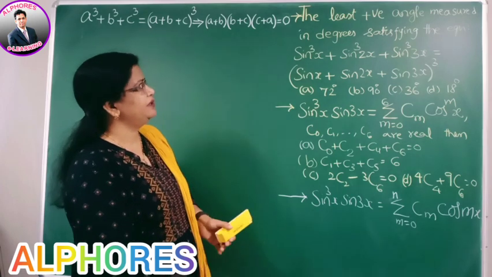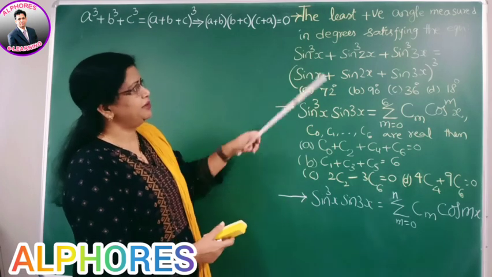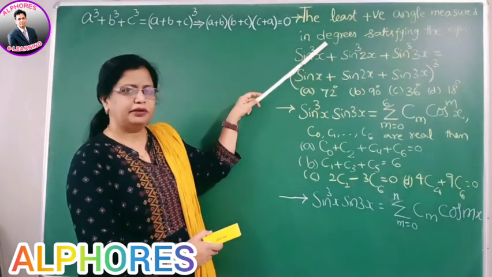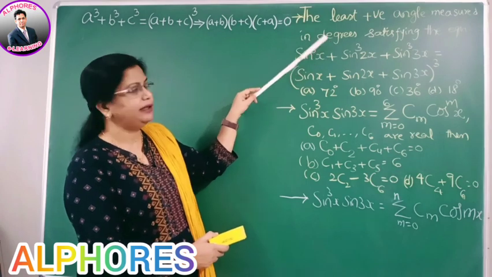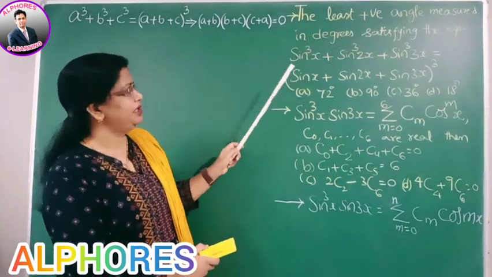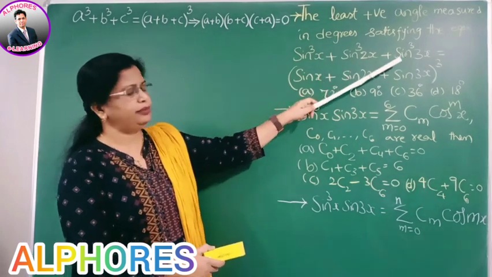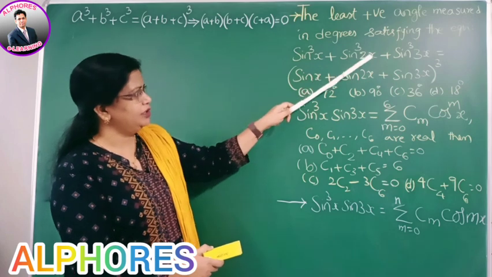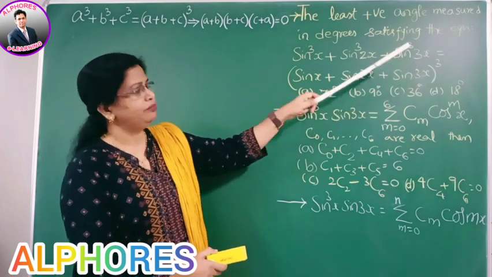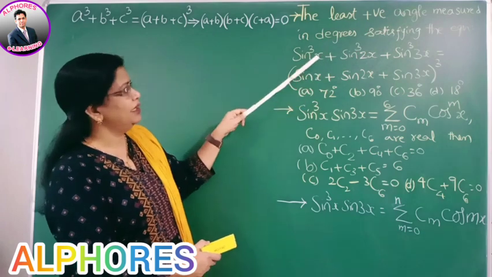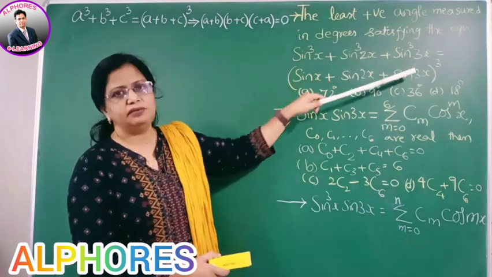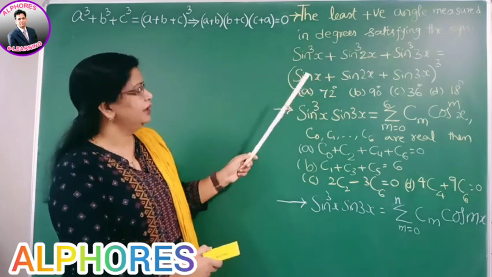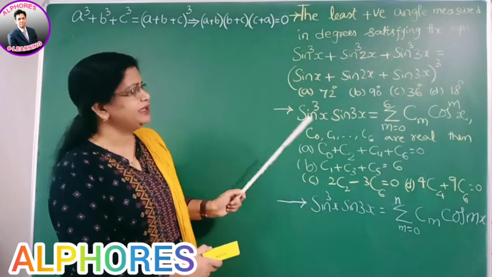Students, observe here, the first problem is the least positive angle measured in degrees, because sometimes we may measure in radians, that's why they are specifying degrees, satisfying the equation sin cube x plus sin cube 2x plus sin cube 3x equal to the same kind of values, x here, 2x here, 3x here, but here the whole cube is given. The angles are one and the same, the function is also one and the same, and here individually cube values are given, whereas here it's given for the whole cube. Understand students?